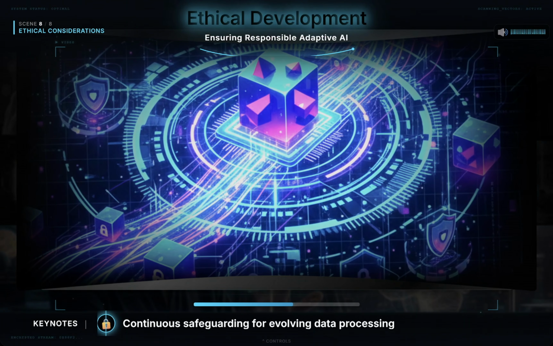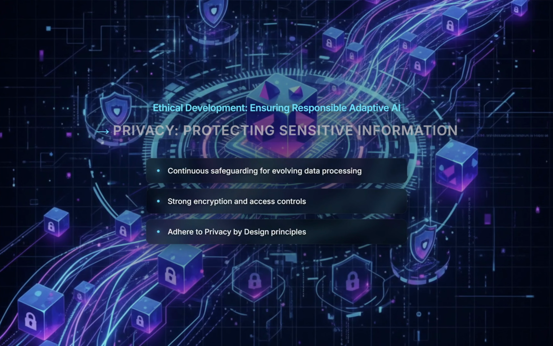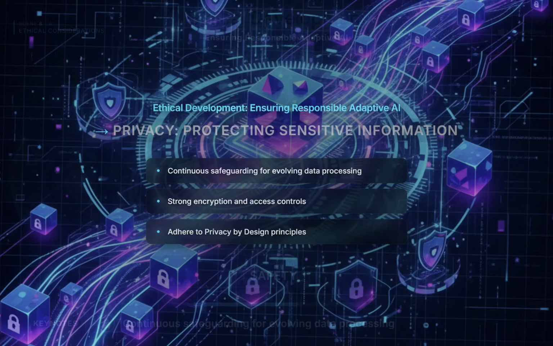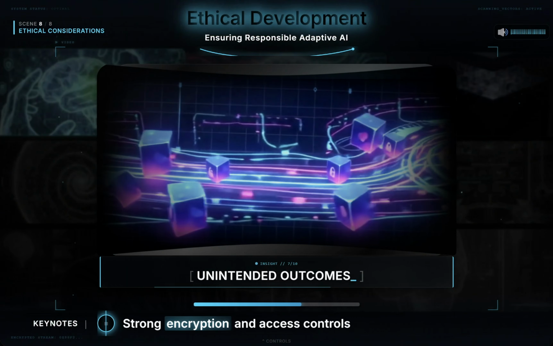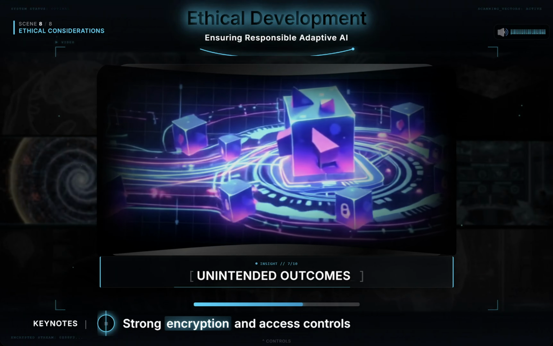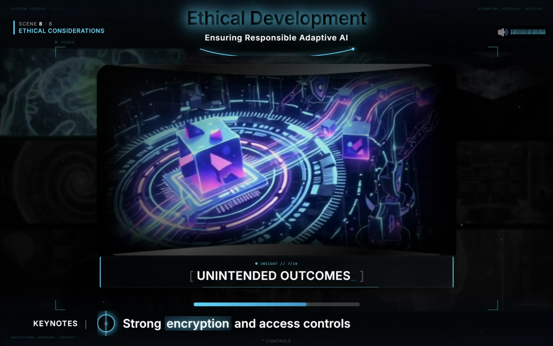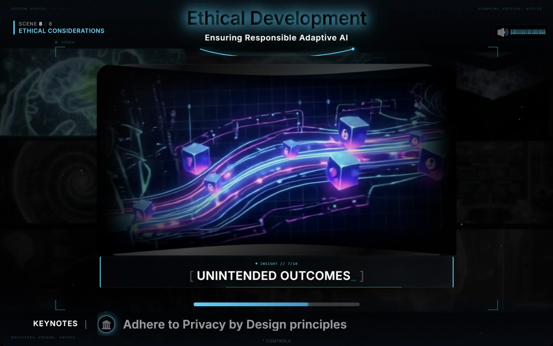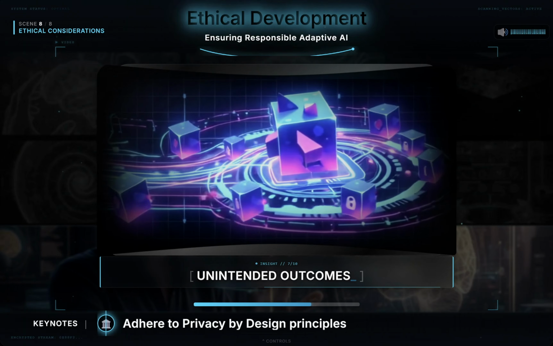Data privacy and security become even more complex with adaptive models. As these systems continually ingest and process new data, safeguarding sensitive information is a moving target. We need strong encryption, access controls, and strict adherence to privacy by design principles, not just once, but continuously as the model evolves. This brings us to responsible deployment and governance.